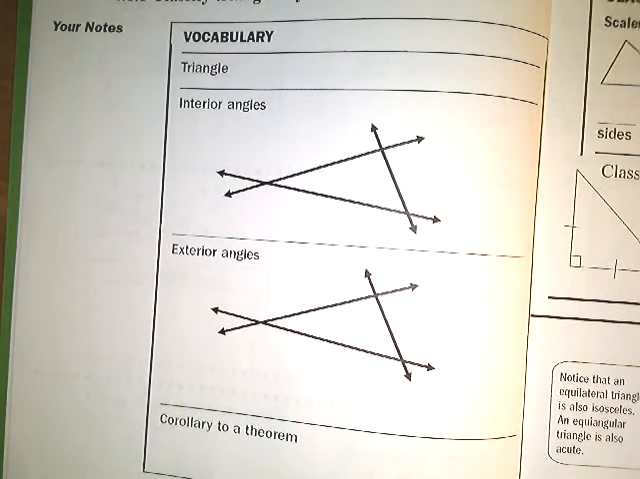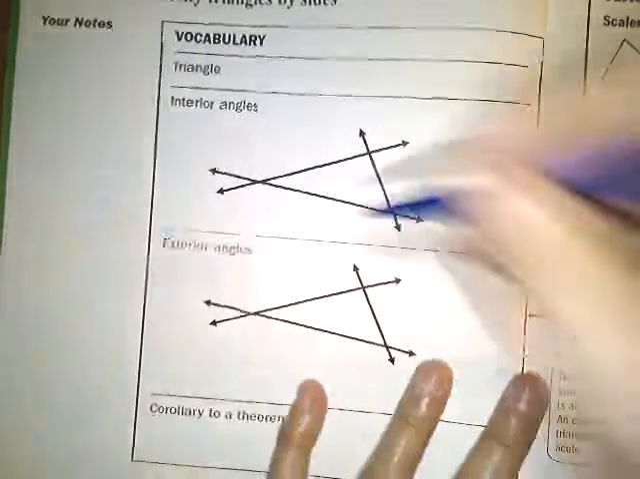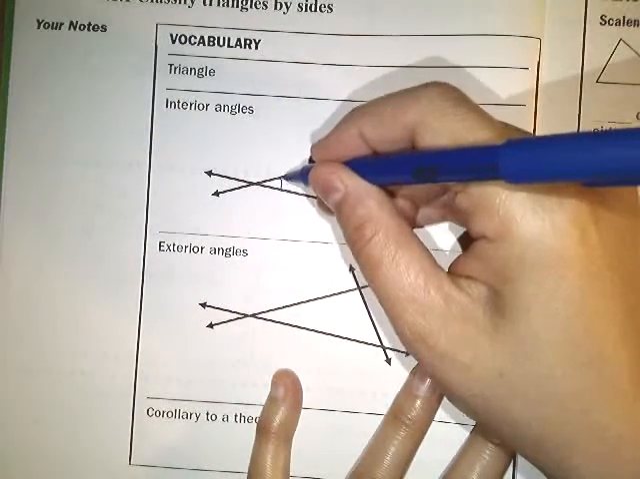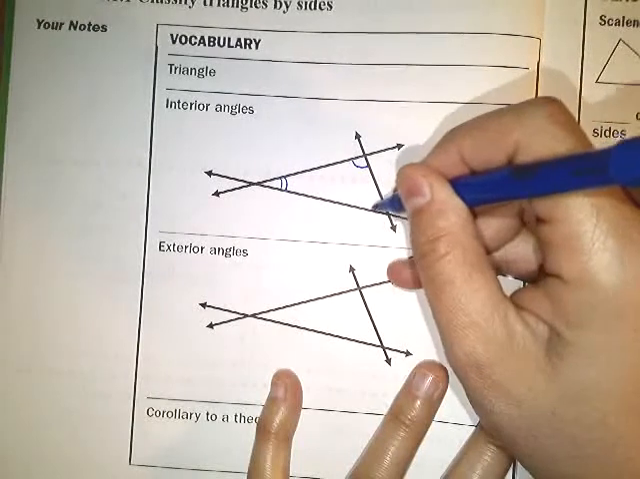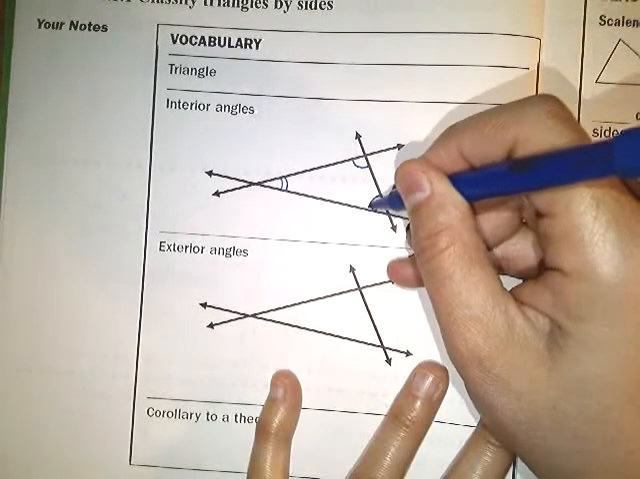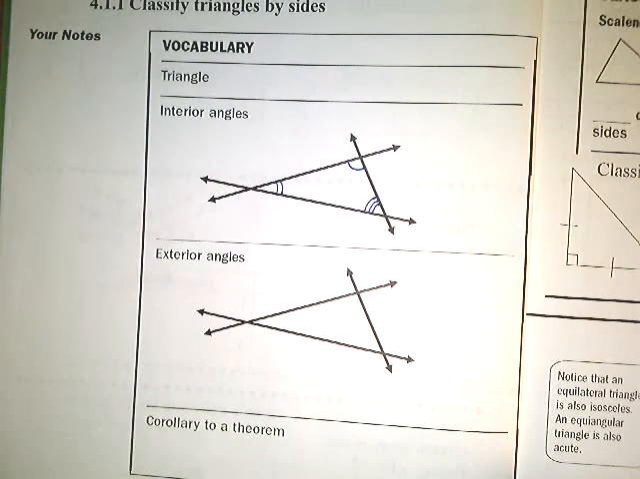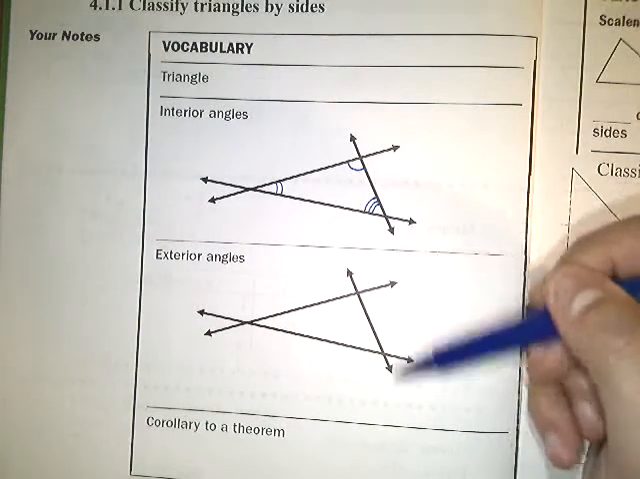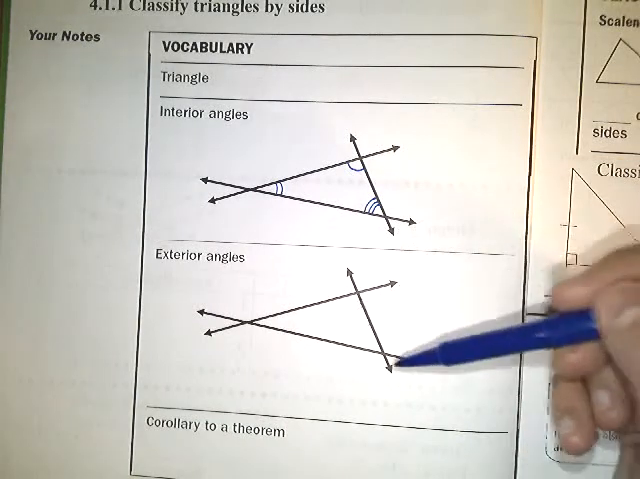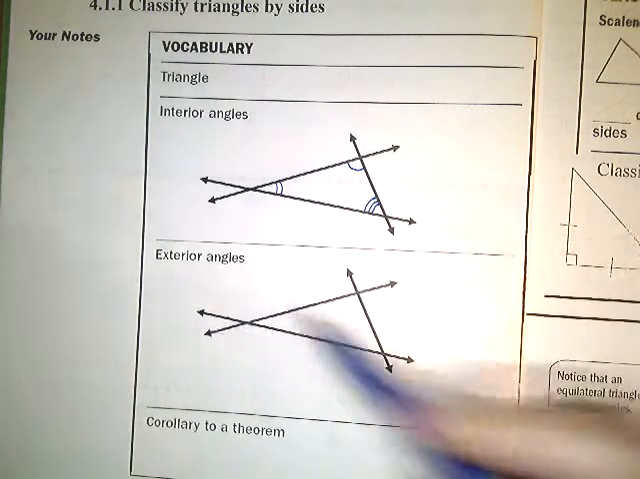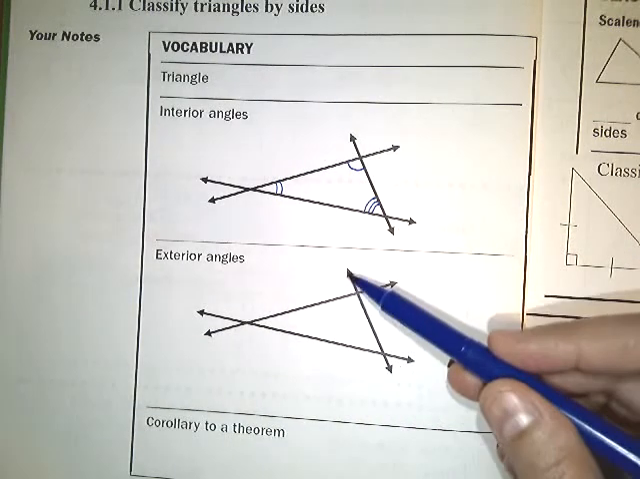Interior angles on a triangle are pretty logical. They are the three angles in the inside corners. Now, an exterior angle is a little bit harder to define because, as you can see, these triangles are not drawn as typical triangles. The sides have been kind of extended outward. The reason for that is when we define exterior angles, we need those extensions.